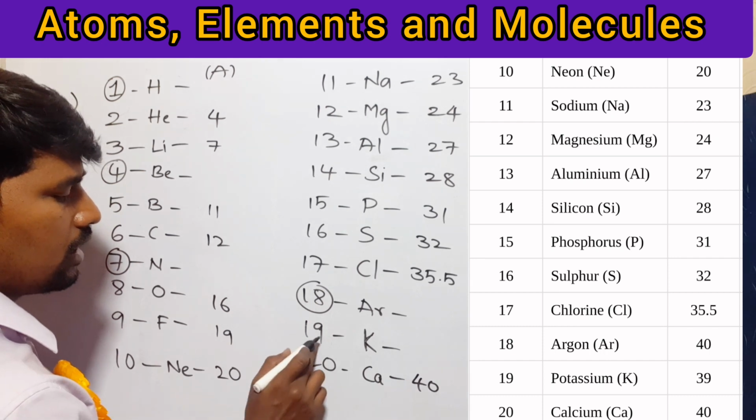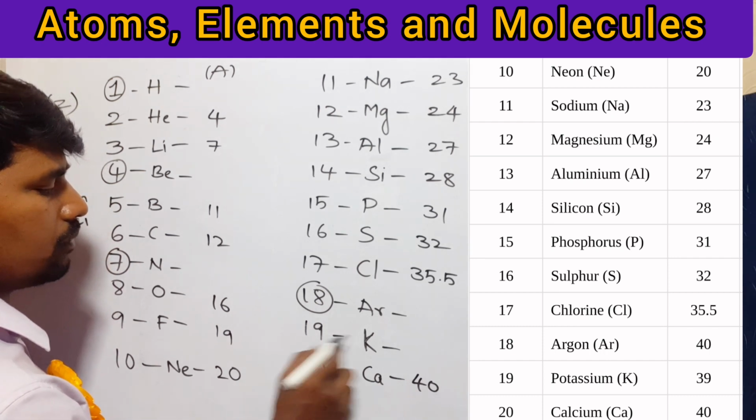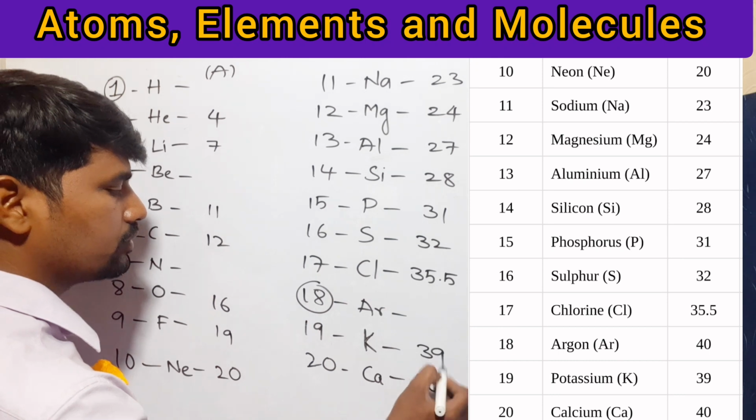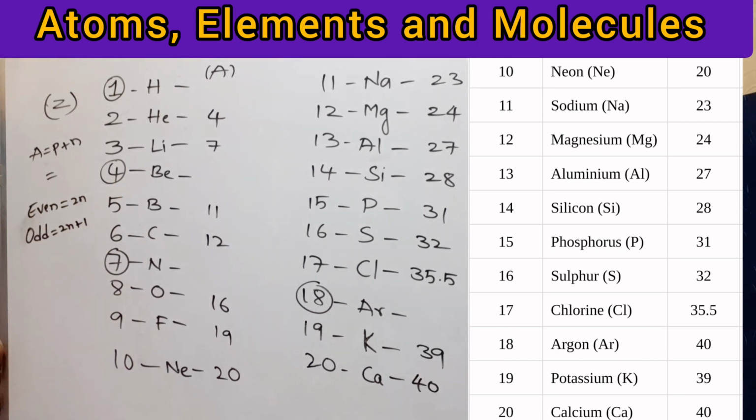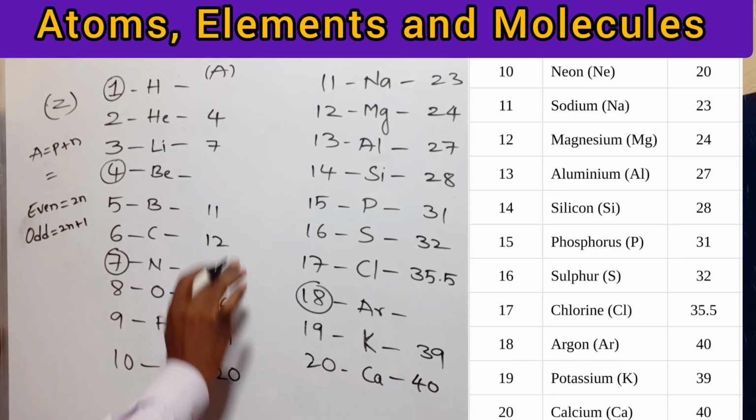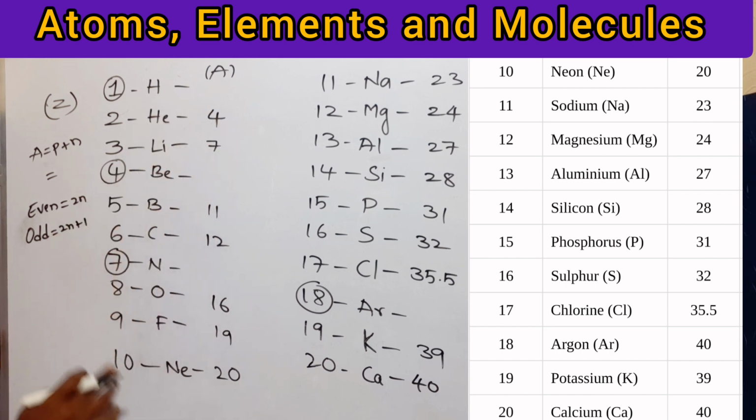Here 19, 19 2 jaa 38, +1 39. Okay, so finished, everything finished except hydrogen and beryllium and nitrogen.